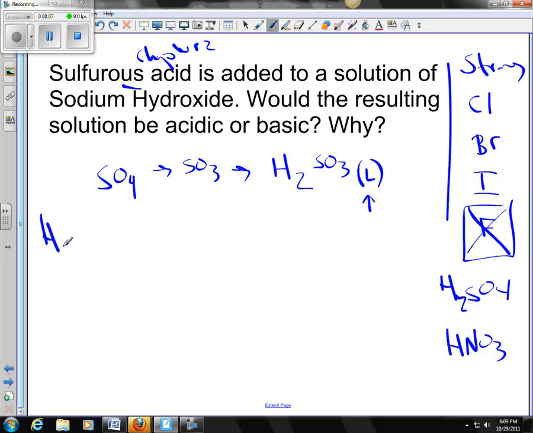So that's H2SO3 plus a solution of sodium hydroxide, so NaOH. Now I need to know if this is a strong base, because I need to know what goes in here.